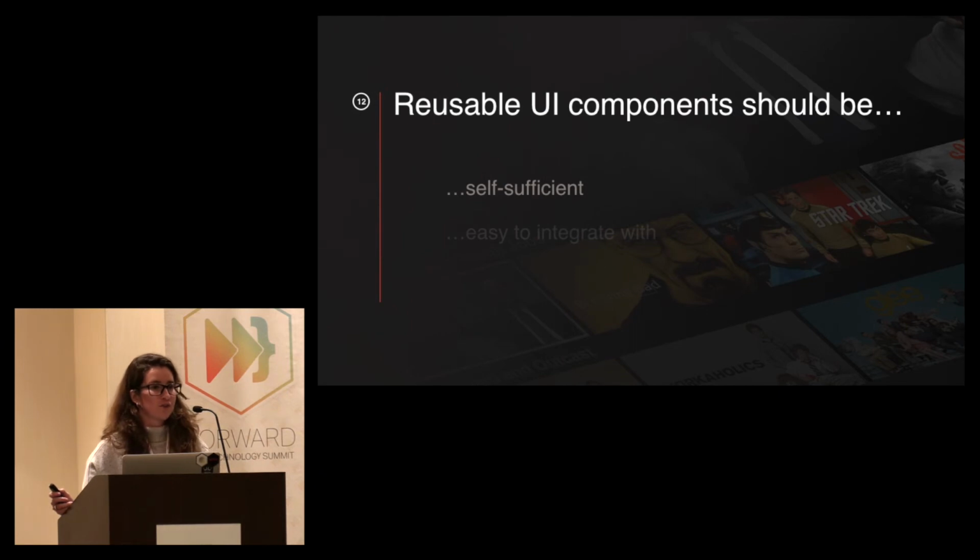Okay, on to our first point. Reusable components should be self-sufficient. They should do one thing, do that one thing well, and do it consistently and independently of the project that's using them. It should basically work as advertised out of the box. There doesn't need to be a lot of bootstrapping to get your project to use a reusable UI component the way that it should be used.